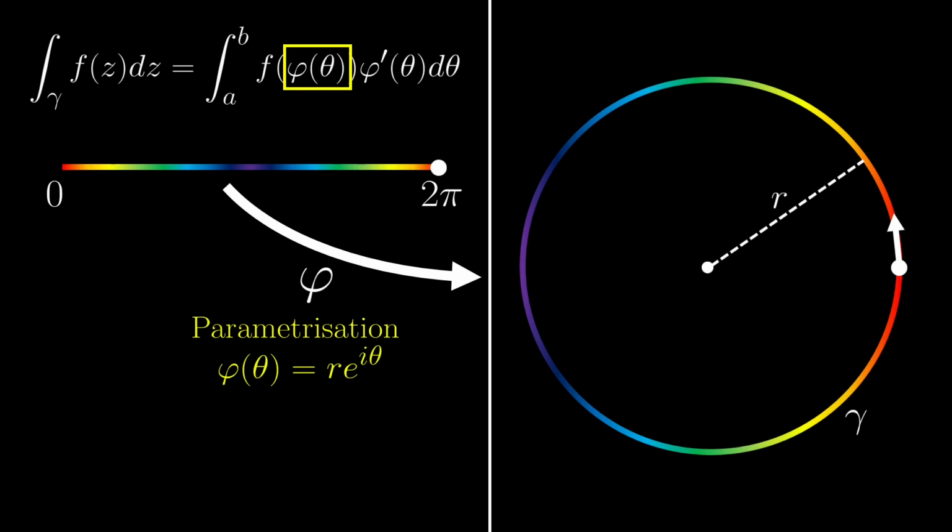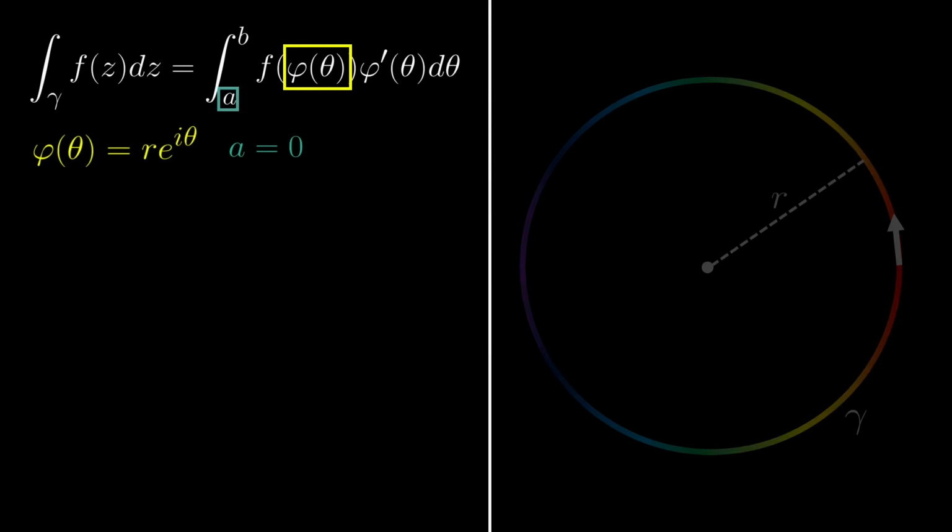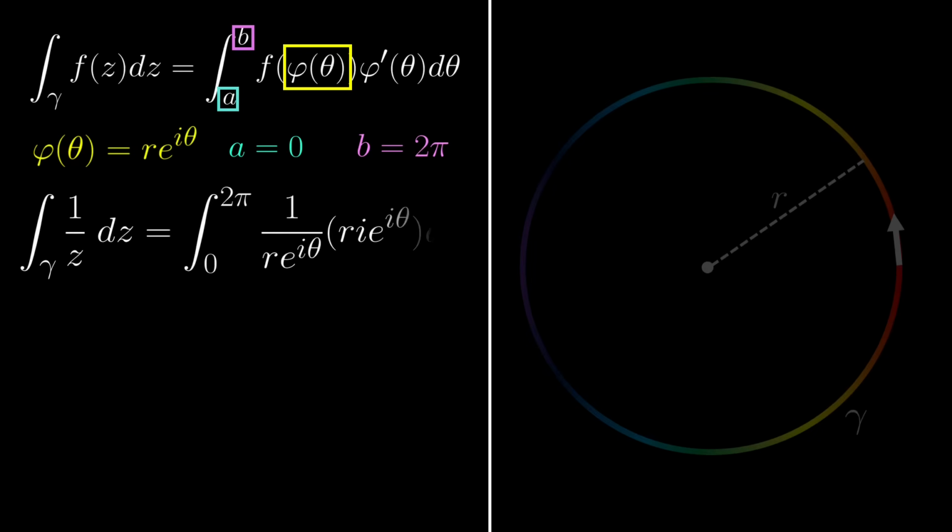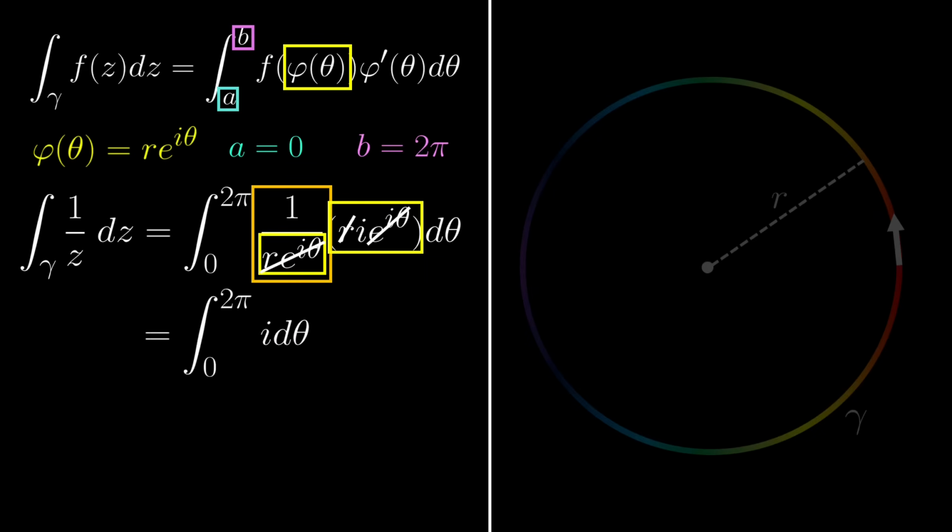And now, it is a matter of plugging stuff in. We have the formula of phi, and also the lower and upper limits being 0 and 2 pi. And just plug stuff in and use the formula here. Note that the denominator here is phi of theta, and the function f is 1 over z, so we have this first part, and the remaining bit is just the derivative of phi. But we can clear the denominator entirely, and we are just left with i in the integrand, and so the integral turns out to be 2 pi i.